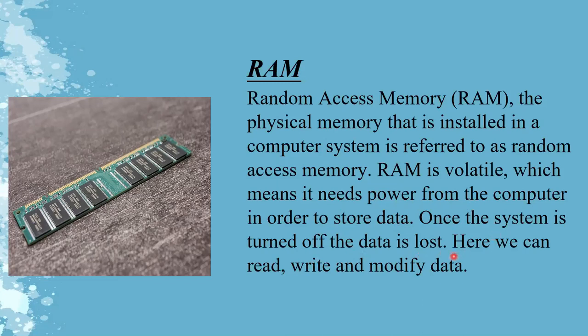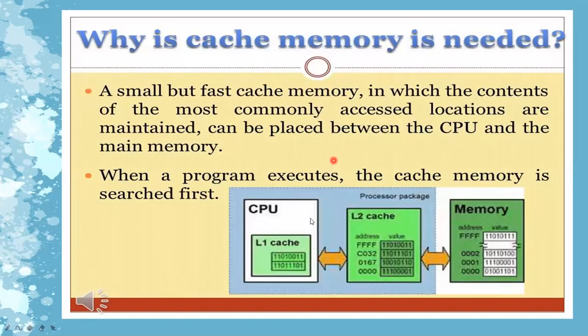Here we can read, write and modify data. RAM mein hum data ko modify kar sakte hain, but ROM mein nahi. Theek hai? The RAM is affected by electric current. As long as we have the electric current, it works, and if we don't have it, it does not work, right? Now the third memory is cache memory.